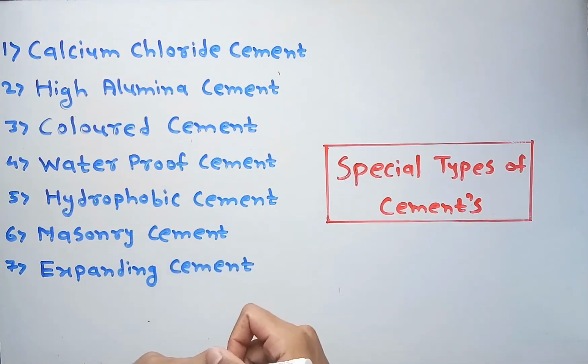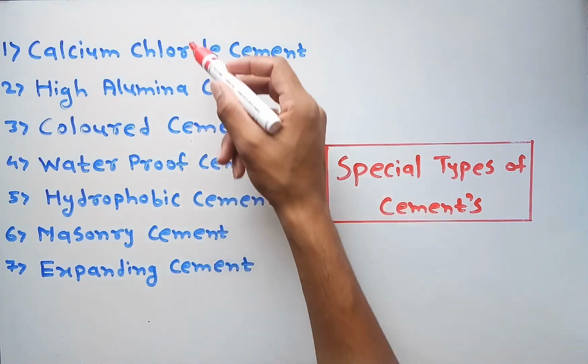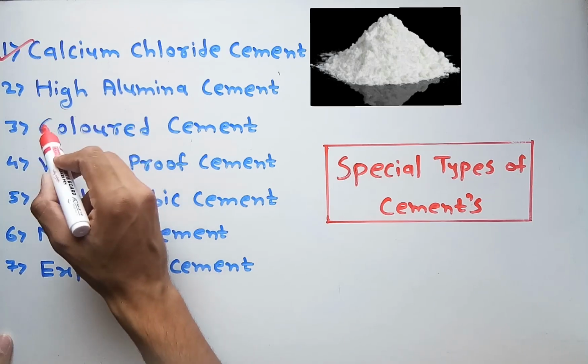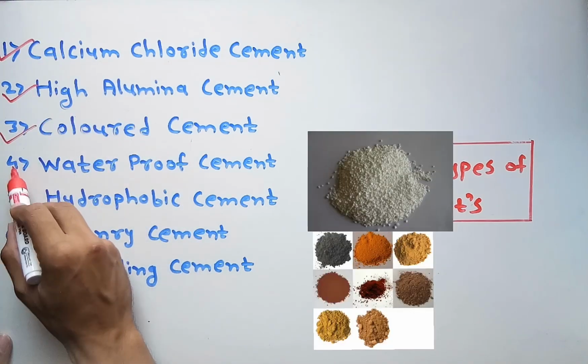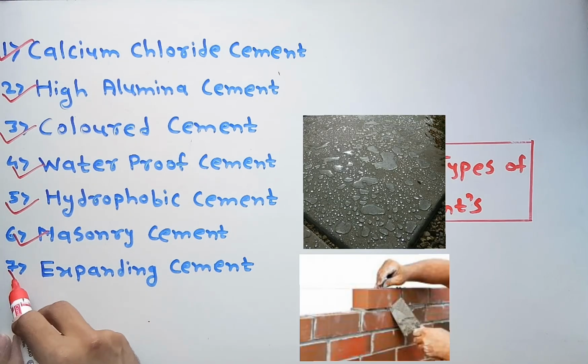So in this video we are going to discuss the special types of cements. We will deal with these 7 types of cements. First of all we will see calcium chloride cement, then high alumina cement, then colored cement, then waterproof cement, hydrophobic cement, masonry cement, and finally the expanding cement.